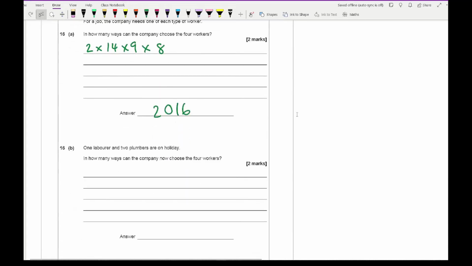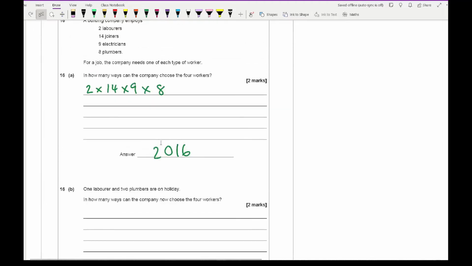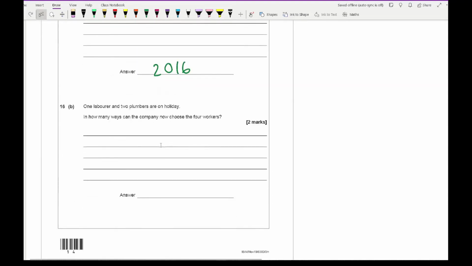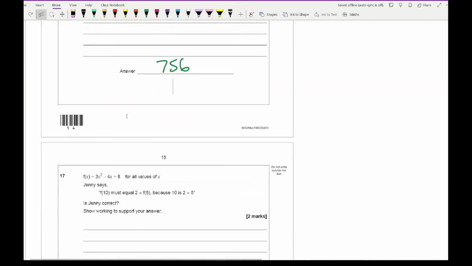Question 16b says 1 labourer and 2 plumbers are on holiday. How many different ways can the company now choose the 4 workers? So again, all I need to do is just subtract a labourer, so that's now going to be 1, and subtract 2 plumbers, so that's now going to be 6. But again, all I then need to do is just simply multiply those numbers again. So the numbers I'm going to be multiplying are 1 times 14 times 9 times 6, and that gives me a total of 756.